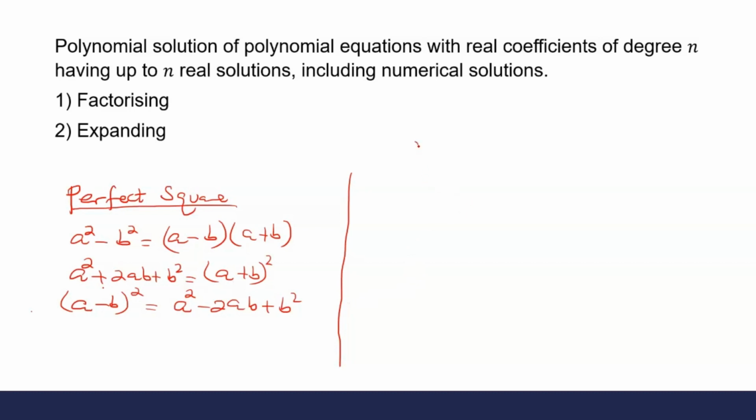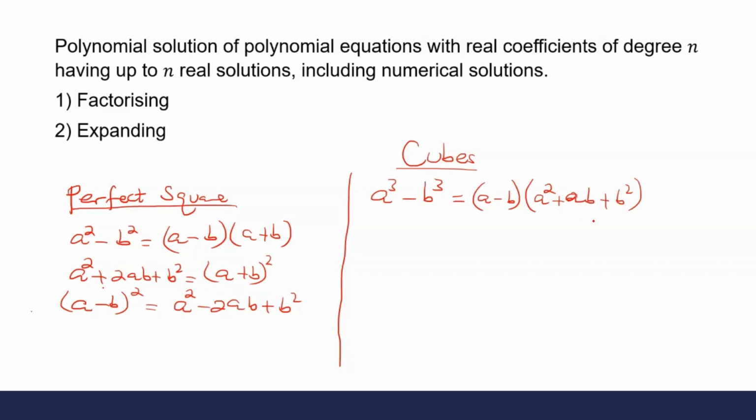Now with a cubic function, let's say we have cubes: a cubed and b cubed, and we want to factorize that. We put a parenthesis: a minus b, and we open another parenthesis. We just say a squared plus a times b plus b squared. So that's how we factorize when you have something similar to this.